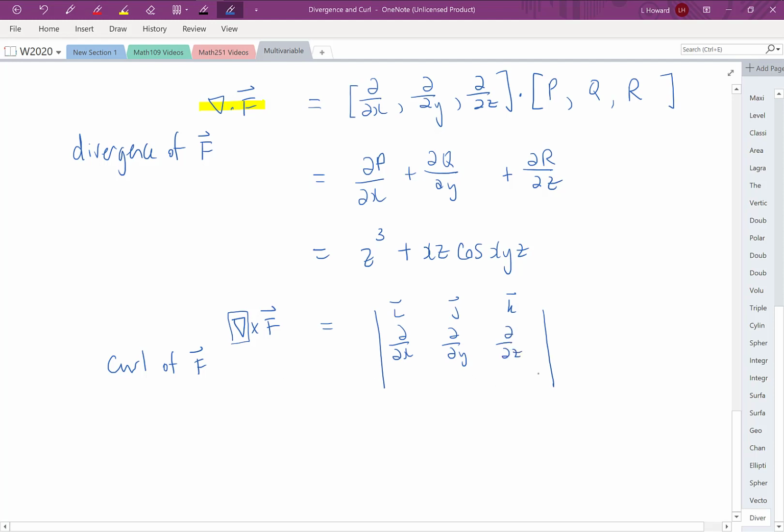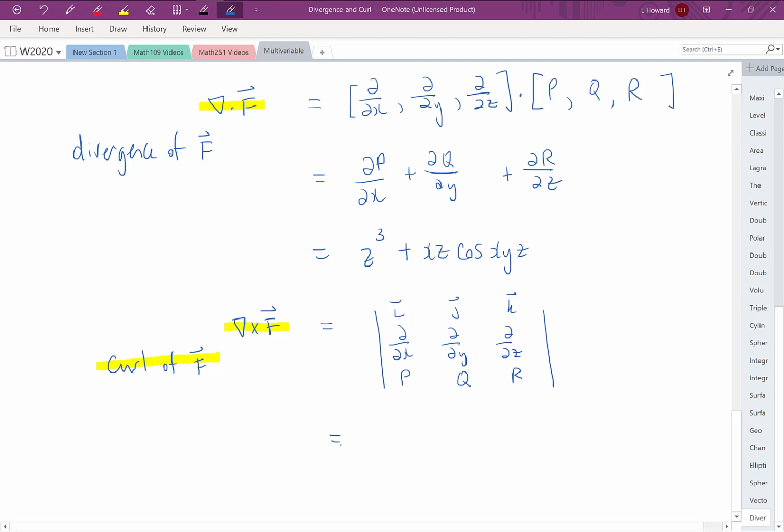And then in the bottom row, we write the components of our second vector, which in this case is our vector field. So if we wanted to just write this generically, just as a little formula for ourselves without caring about this specific vector field, we would just call the components PQR. So whether you see in words curl of f, or whether you see in symbols del cross f, think about setting up this 3x3 determinant. You've got ijk in the top row, you've got partial derivative operators in the second row, and then you have the components of your vector field in the bottom row.